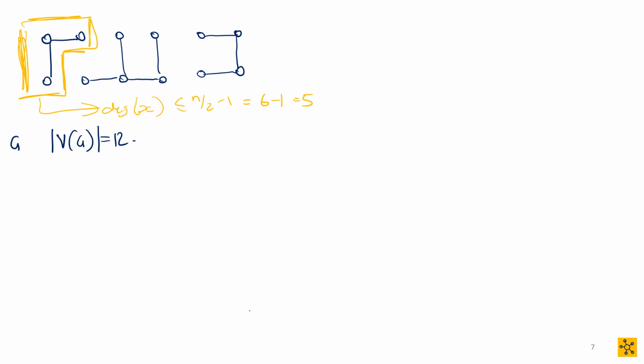Now we're saying, okay, if we take the component that has the least number of vertices in it, it is always going to be less than or equal to n over 2 minus 1. Now just think about how you'd split it up.